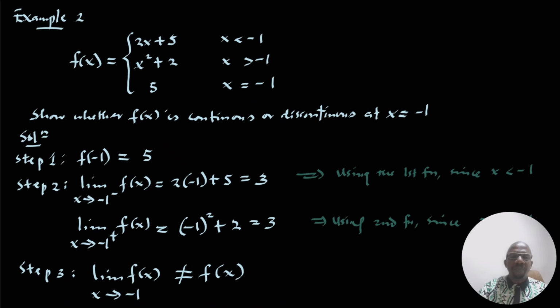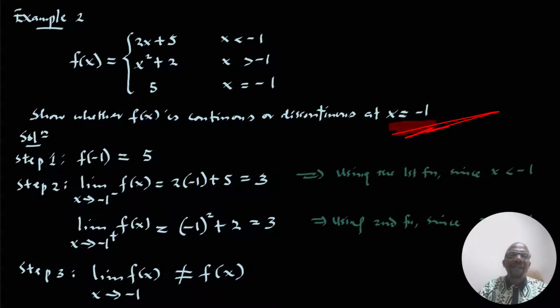Look at example 2. You have to show whether f of x is continuous or discontinuous at x equals minus 1. Using the same approach that we used for our first example, you don't use the first function, you don't use the second function. We are dealing with minus 1, so we are using this one here. So that's why we have f of minus 1 equals 5.